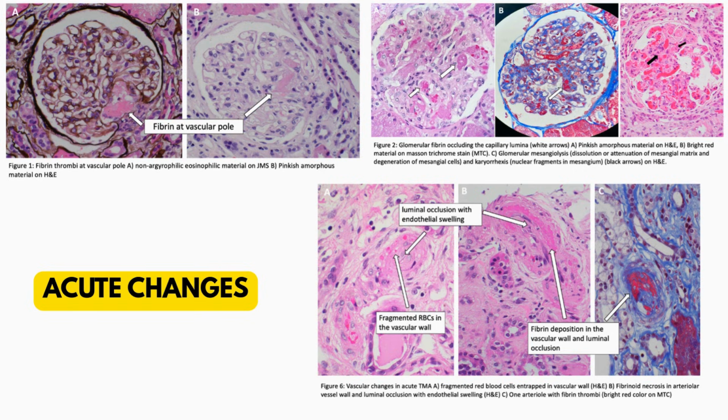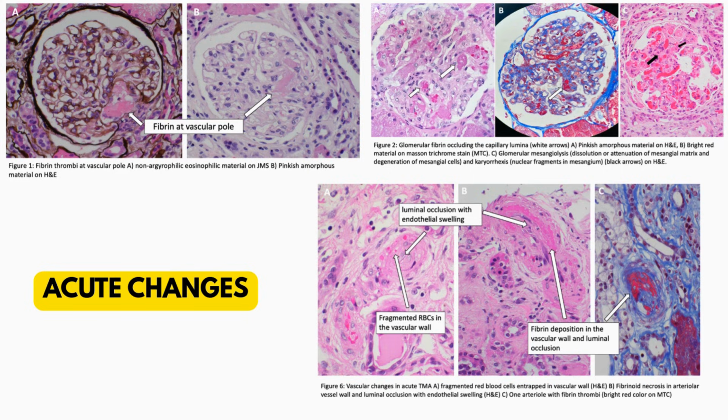Now move your eyes to the image at the bottom. This is a vascular compartment. Here you can see fragmented red blood cells trapped within the vessel wall, the tissue-level correlate of schistocytes seen in the peripheral smear. The arterioles show marked endothelial swelling, leading to luminal narrowing or complete occlusion. In the more severe examples, there is fibrin deposition within the arteriolar wall itself, sometimes accompanied by fibrinoid necrosis.